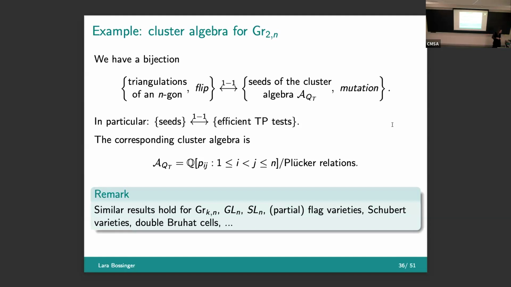Great. And then we have similar results regarding the homogeneous coordinate ring of the Grassmannian, which we'll check now, and then also for GL_n and SL_n, partial flag varieties, Schubert varieties, and the list of varieties that I put here keeps growing every year.